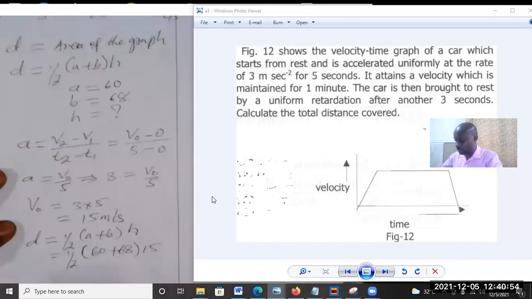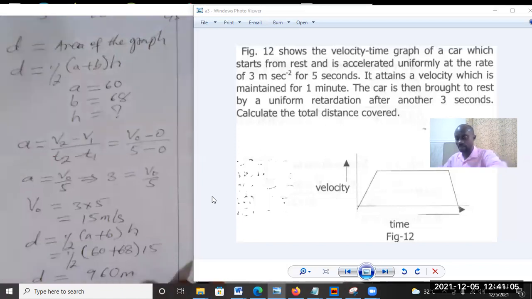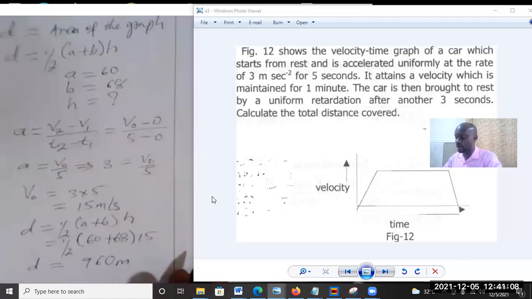When you use your calculator, you multiply everything, that will give you 960 meters. 960 meters for that question.